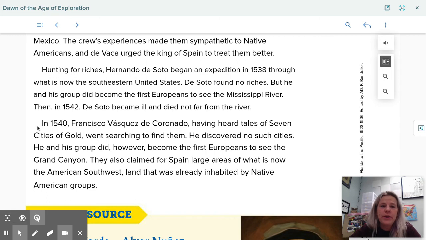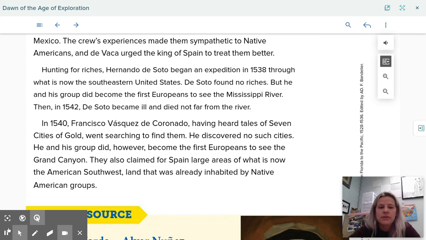In 1540, Francisco Vasquez de Coronado, having heard tales of the 7 cities of gold, went searching to find them. He discovered no such cities. He and his group did, however, become the first Europeans to see the Grand Canyon. They also claimed for Spain large areas of what is now the American Southwest, land that was already inhabited by Native American groups.